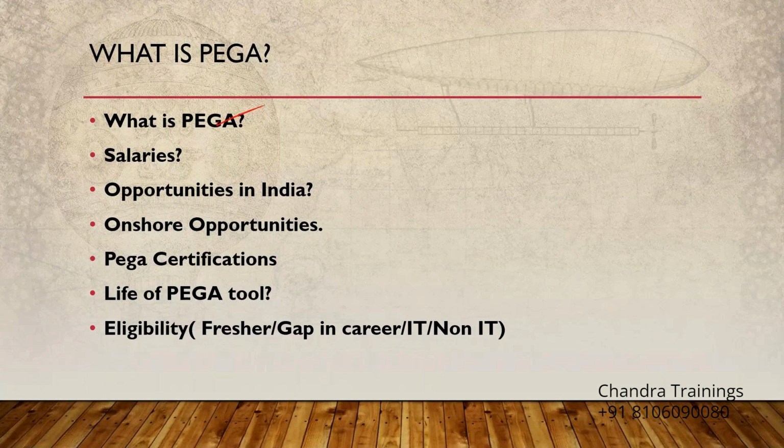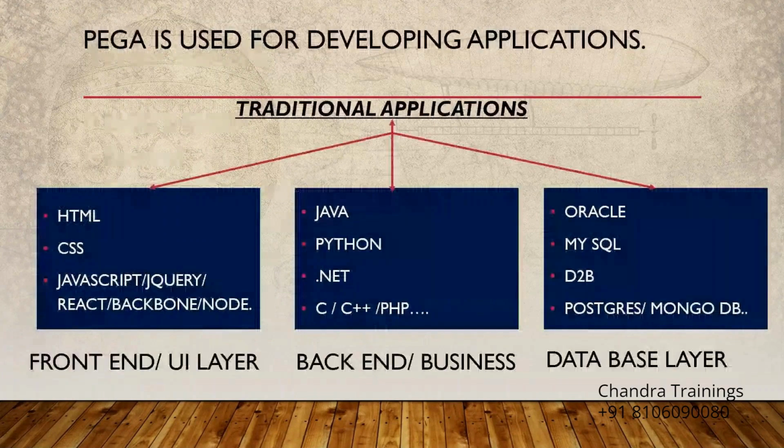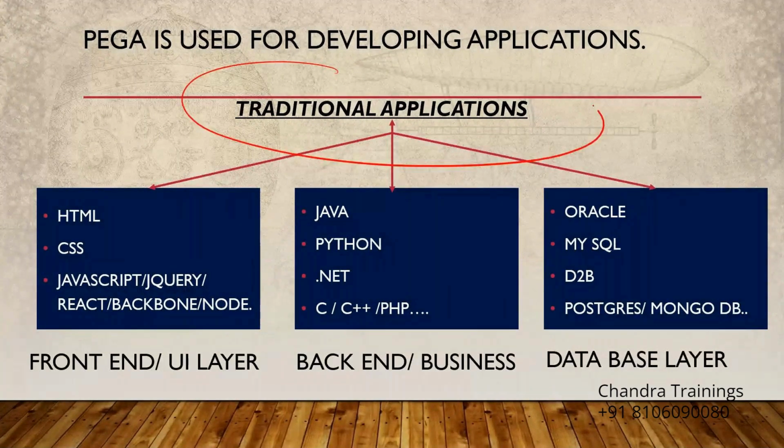The very basic question: what is Pega? The answer is, Pega is used for developing web applications. You take any web application, we know Facebook, IRCTC, Flipkart, Amazon, all these are web applications. Every web application will have a front end, and it should have some backend, and it should have a database also. Pega is mainly used to design those kinds of web applications.